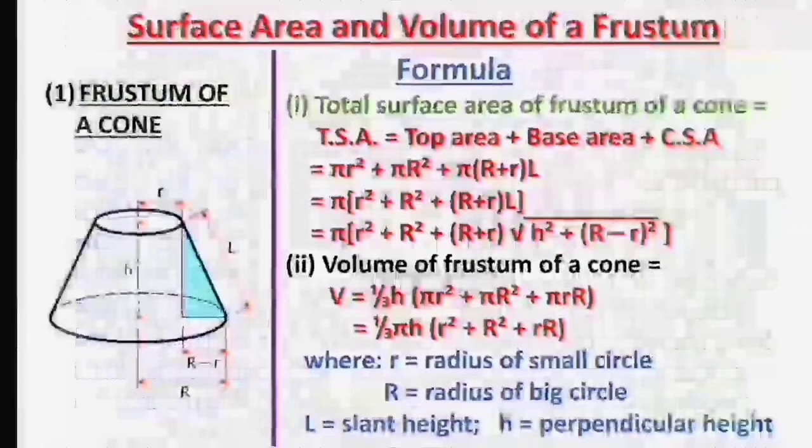From the diagram, we can see that the small letter r represents the radius of the small circle, while the big letter R represents the radius of the big circle. L stands for the slant height, while H stands for the perpendicular height. Please take note of these formulas.